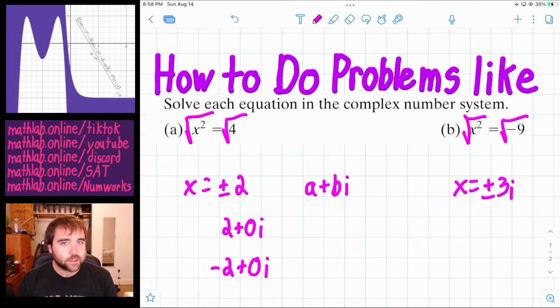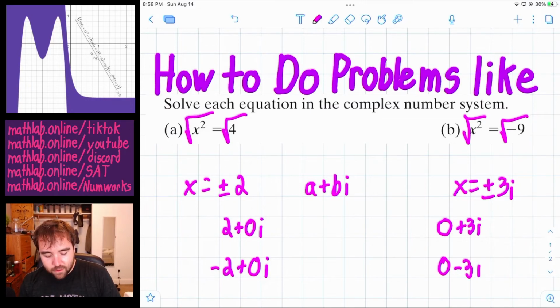And that's a complex number as well. It's more obvious to see that that's a complex number, but notice how it's got a 0 as well. Its real part is 0. So it's 0 plus 3i and 0 minus 3i. So we just had to square root both sides, and we ended up with complex answers. So that's pretty neat.